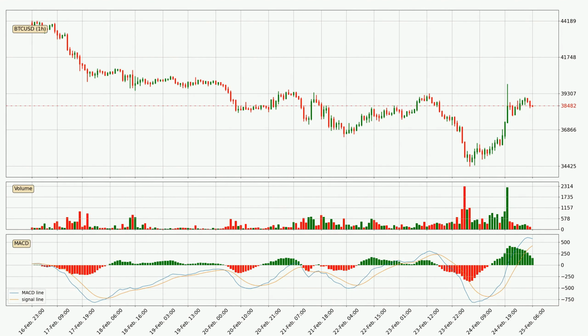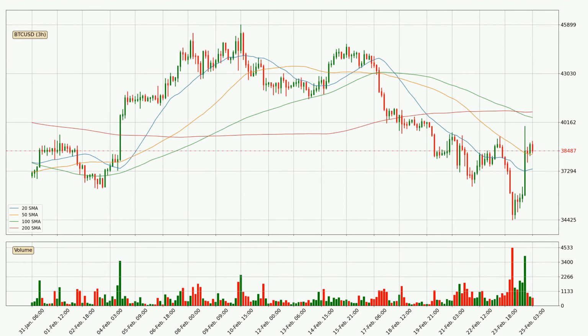Jumping to the hourly MACD, the MACD line is above the signal line, which shows that the current trend is on the upside. However, the MACD histogram shows that the momentum is currently shifting to the downside, and it could be expected that the price will consolidate, and it is better to wait and see if the MACD line will cross the signal line, which will be bearish.